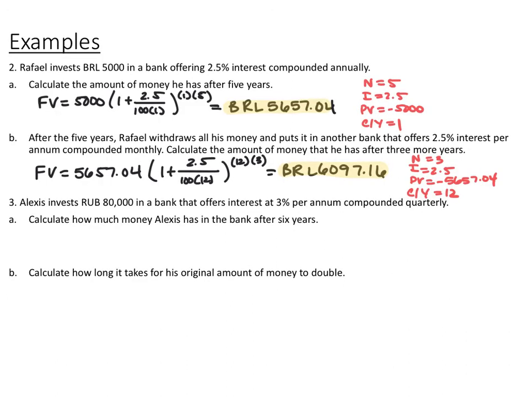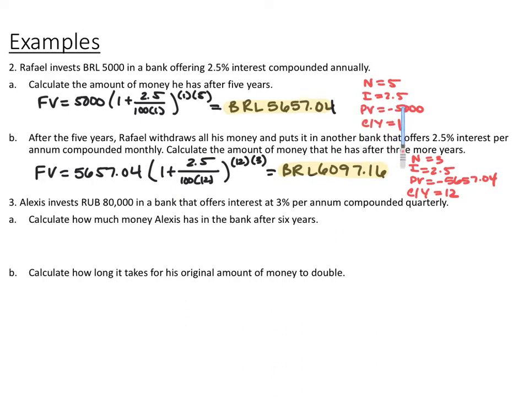So for the first part, he's going to take his principal value of 5,000, an interest rate of 2.5, compounded 1 time a year, and for 5 years. Plug that in your calculator, you end up with 5,657.04 Brazilian real. So then he's going to take that, and that's going to become his new principal value with an interest rate of still 2.5, but this time K is 12 because it's compounded monthly, 12 times a year. So that's why K is 12. And then for 3 years, plug all that in, he'll end up with 6,097.16 Brazilian real.